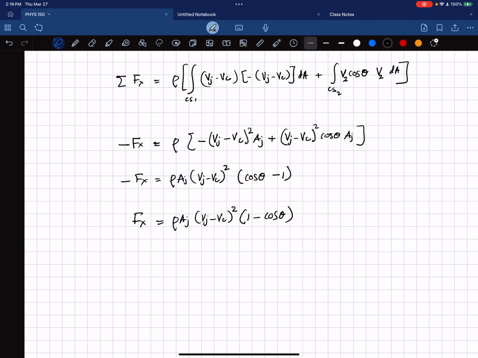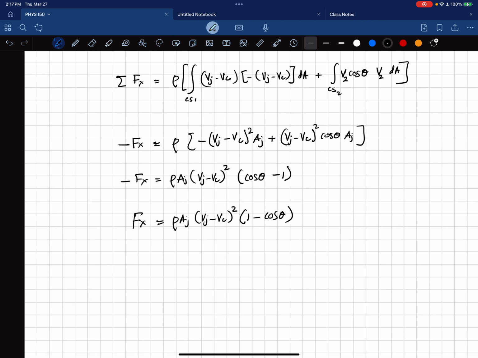When theta is equal to 0, cosine theta is equal to 1. So in that case, this is 0. That means no force in the x direction. When theta is equal to 90, cosine theta becomes 0, and then the Fx becomes its maximum value.